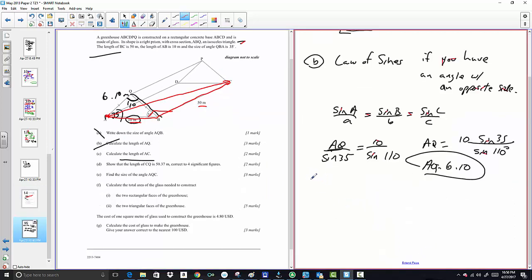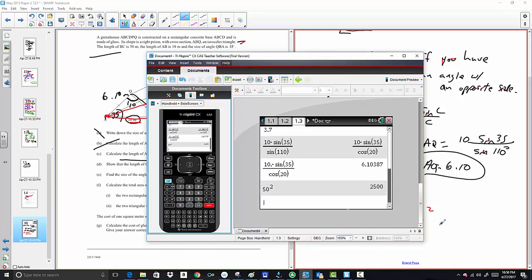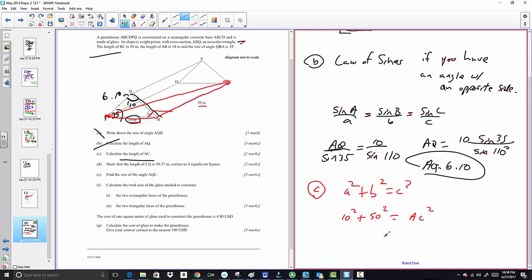So it says calculate that. We're going to say that a squared plus b squared equals c squared. So we're going to say 10 squared plus 50 squared is equal to our unknown AC squared. So let's figure out what those are. 10 squared is 100, but 50 squared, I'm not sure. It's 2,500. So this is basically 2,600 when I add the extra 100 to it, equal to AC squared.